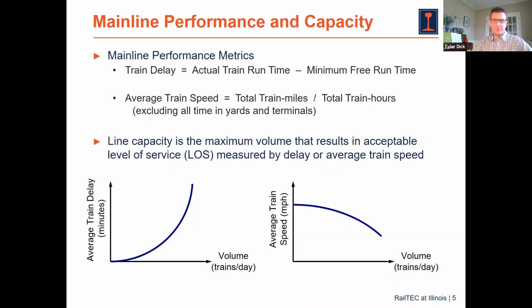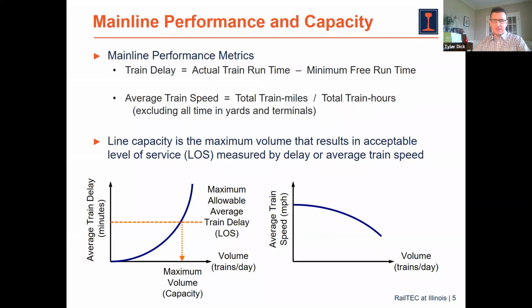As we increase our volume in trains per day, we tend to have an exponential increase in our average train delay. And similarly, as we increase our volume, we tend to have a decay in our average train speed. The way we typically define capacity is we set some maximum allowable average train delay, and where that intersects our delay volume curve, we define that as our maximum volume or capacity that's practical for moving across the network. We can do the same thing on average train speed. We just set a minimum average train speed, and when the volume decays to that point, we use that to define our maximum volume or capacity.